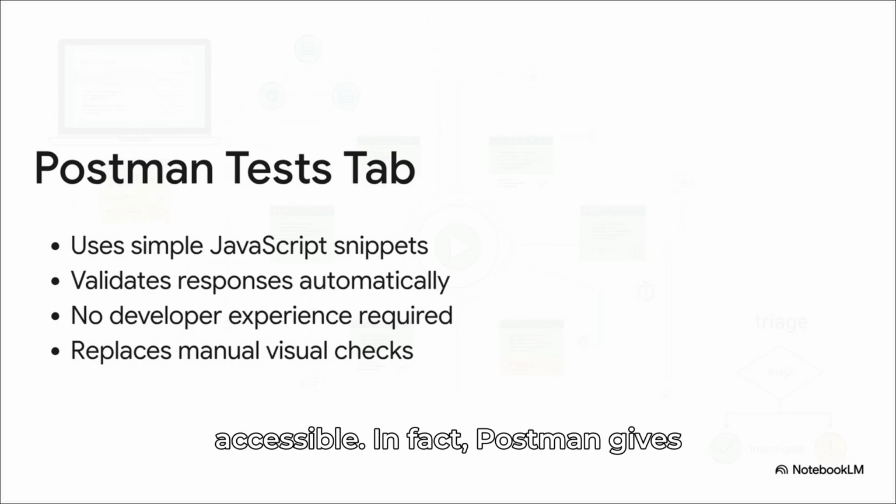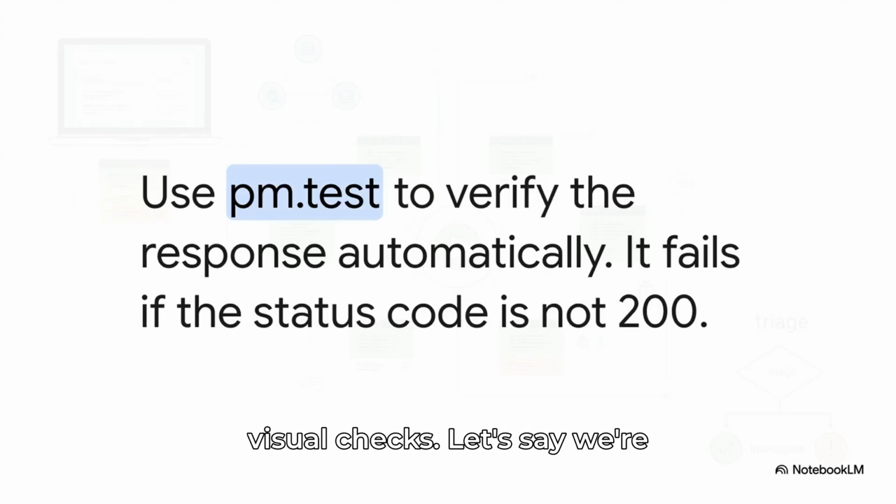In fact, Postman gives you these easy copy-paste friendly snippets right there in the interface so you can literally get started immediately. It totally replaces those manual visual checks. Let's say we're pinging a test endpoint using Postman Echo. Here's what your very first basic test looks like. It's literally just a couple of lines of code.